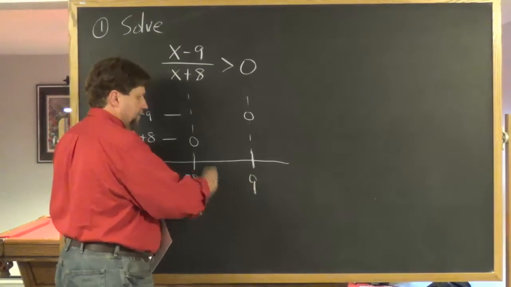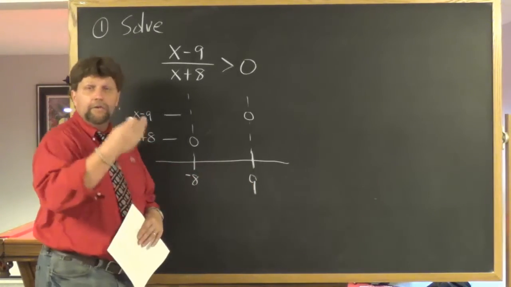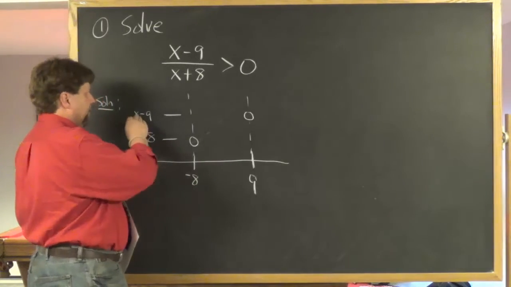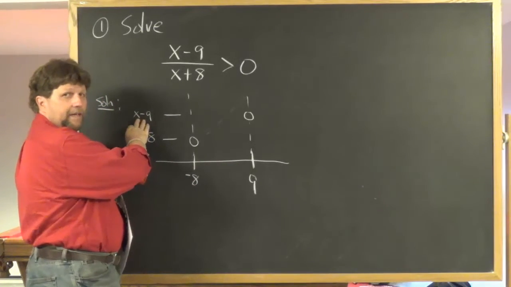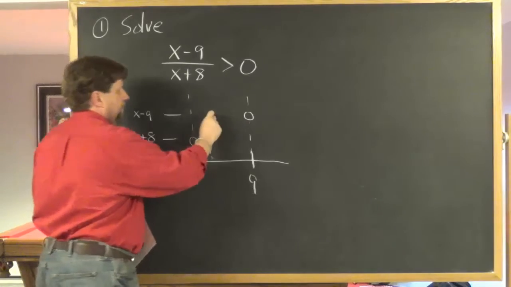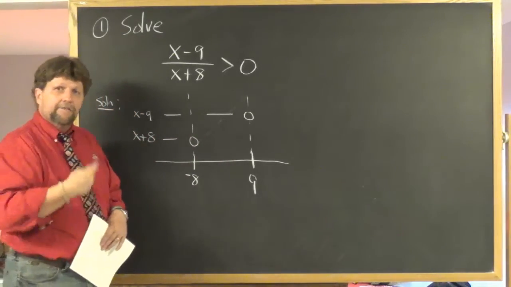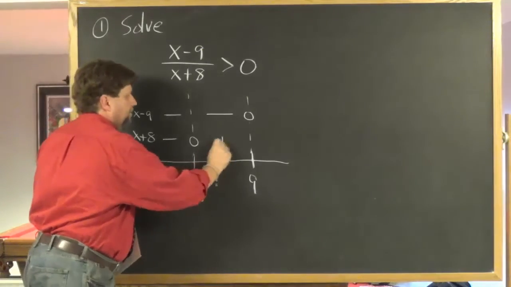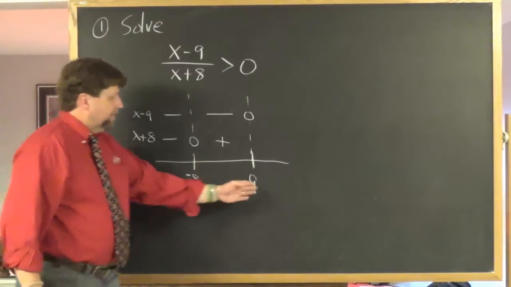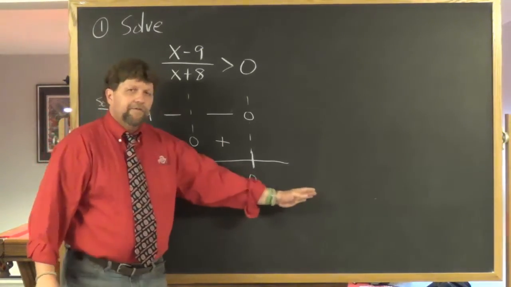-8 to 9. Pick any number that is in that interval, like 0. Put 0 in here for x. What comes out, positive or negative? Well, negative. Put 0 in here for x. What comes out, positive or negative? Positive.